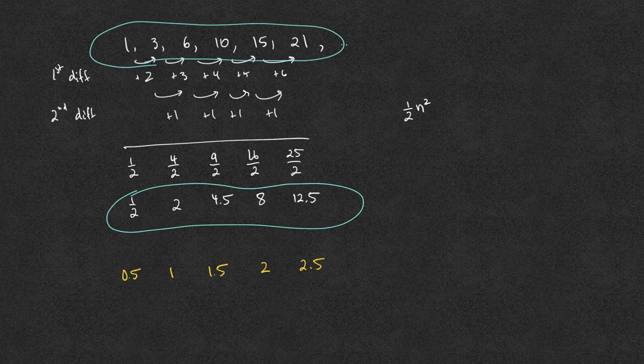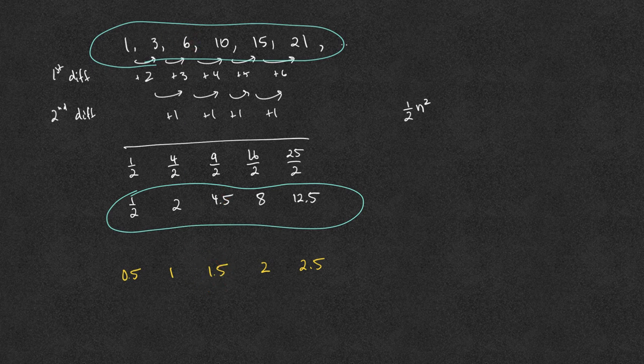Meaning, if we were to use 1/2 n squared, we only get 1/2. We need to add 1/2 more to get to the original one. If we use 1/2 n squared, when n equals 2, we have 2, so we need to add 1 more to get 3. When n equals 3, we get 4.5. We need to add 1.5 more to get 6, and so on.